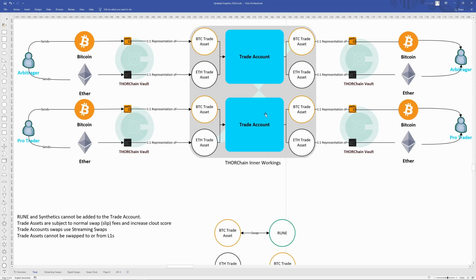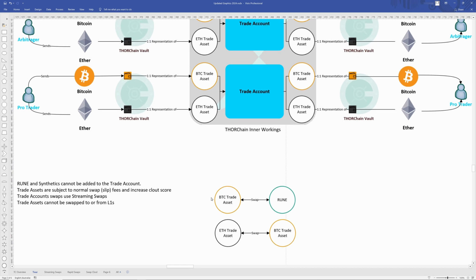Just a note regarding the trade account, a couple of things. RUNE and synthetics cannot be added to this trade account. So when doing this, you're using native RUNE and you'll be doing a RUNE transfer in, and obviously a RUNE transfer out for the withdrawal fee. Then trade assets are subject to the normal swap and slip fees. So there's nothing different here. And they also increase the clout score, which you talked about in the last video.